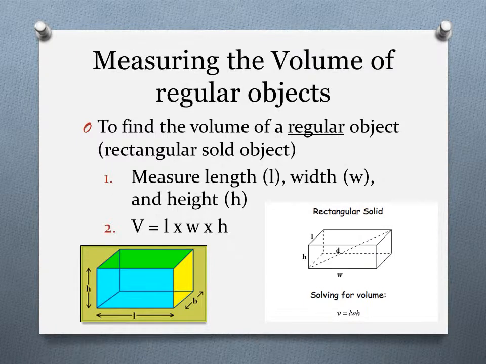You can't use a ruler. It's not a very square shape or rectangular shape. It's hard to measure. So we're going to look at how to find the volume of a regular object, a rectangular solid object. For this one right here, you measure the length, width, and height. The equation is volume equals length times width times height. So for solving for the volume of this rectangular solid here, we would multiply the length right here times the width, how wide it is, times the height.